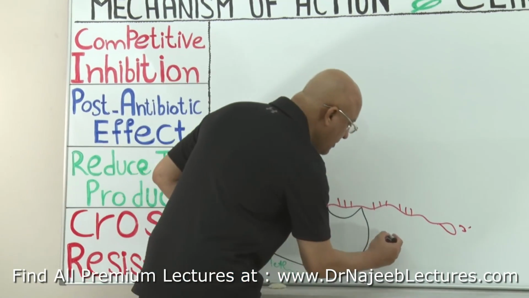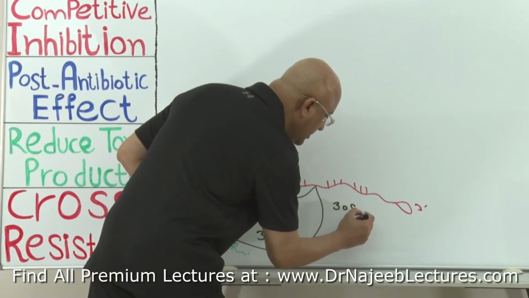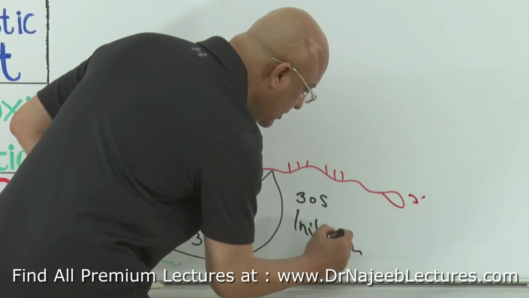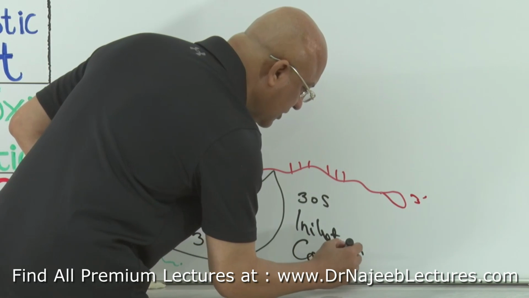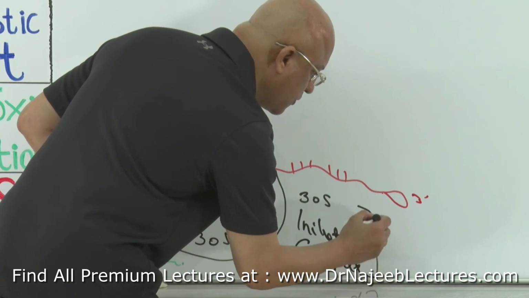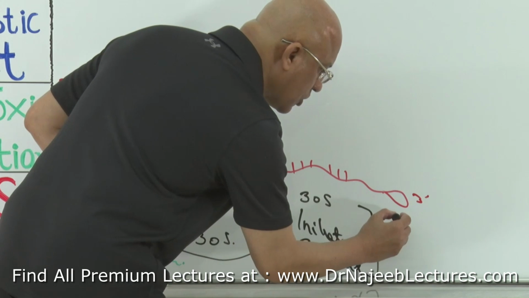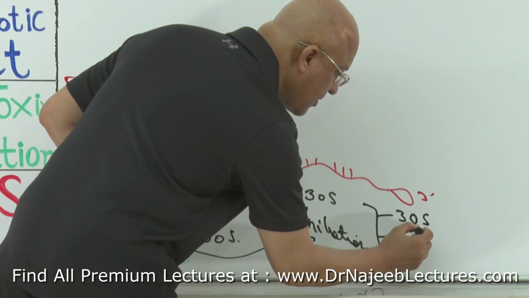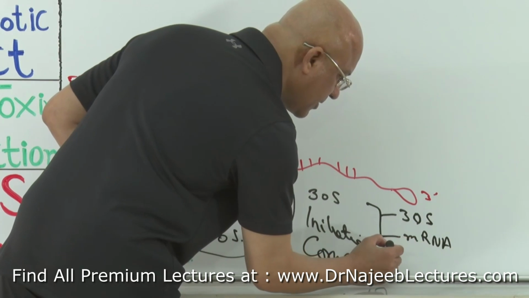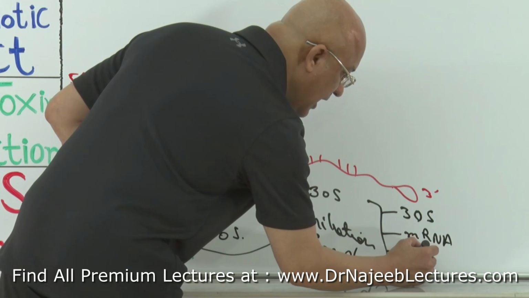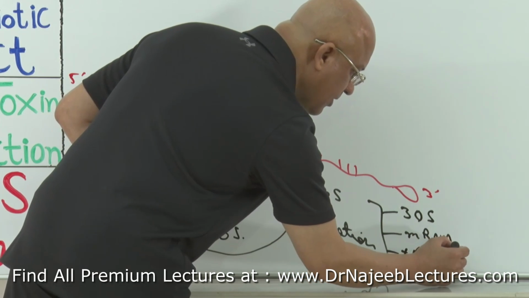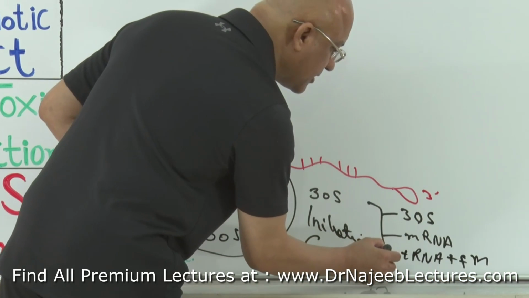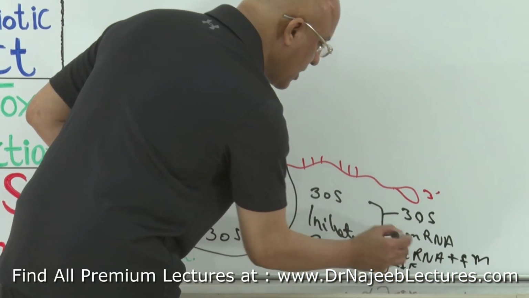What is it called? The 30S initiation complex. So what is the 30S initiation complex? It has four components: the 30S ribosome, messenger RNA, transfer RNA with formyl methionine, and initiation factors.